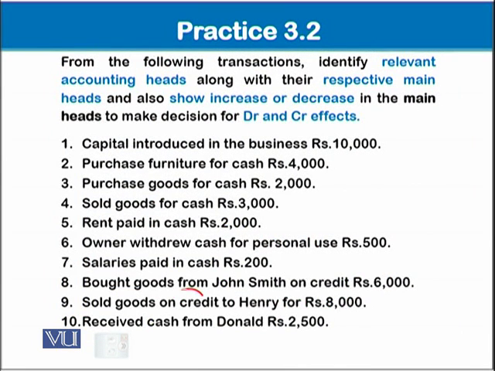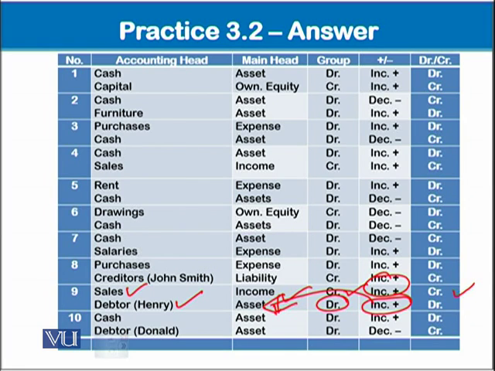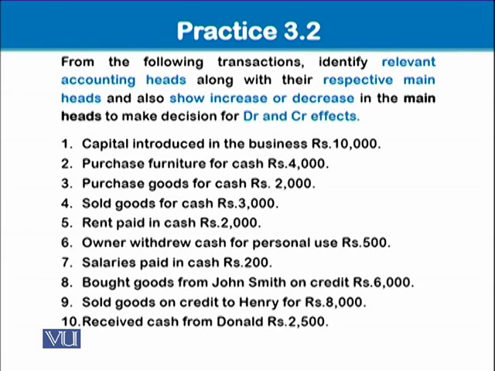Again, see, it's a credit transaction. We are selling goods to Henry. Henry is our customer now. Well, so sales are income credit group. So we have to credit this because it's increasing. Debtors are assets. We have learned this already. Belong to debit group. And it is increasing our assets. Should be debited. Okay. And the last transaction of this practice question is received cash from Donald.